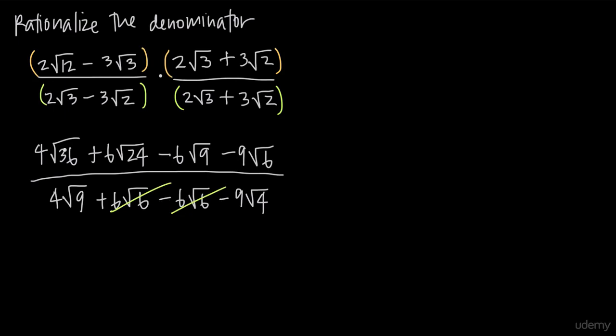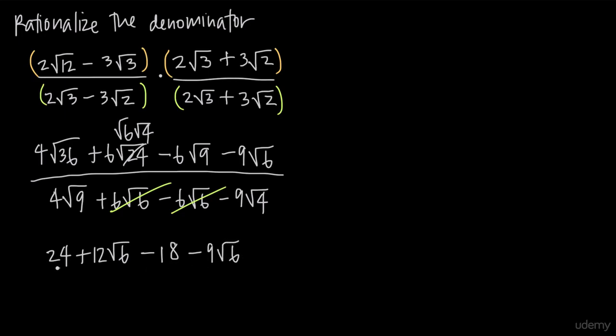Then let's go back to our numerator here. We know that the square root of 36 is 6, so we have 4 times 6, or 24. We know that the square root of 24 is the same as the square root of 6 times the square root of 4. The square root of 4 is 2. 2 times 6 on the outside here is 12, so we get plus 12 root 6. We can't simplify root 6 any further. Then we have minus 6 times root 9. We know that the square root of 9 is 3, so we get 6 times 3, which is 18, or just minus 18. Again, we can't simplify the square root of 6 at all, so we just get minus 9 root 6.